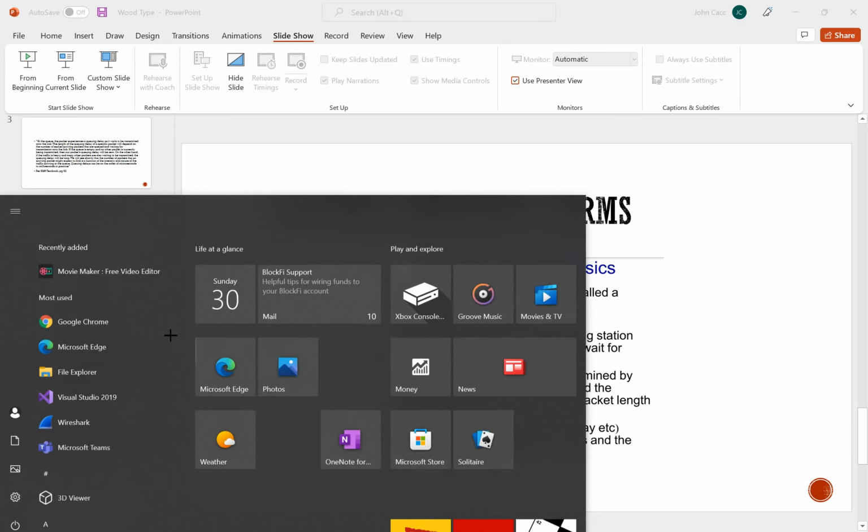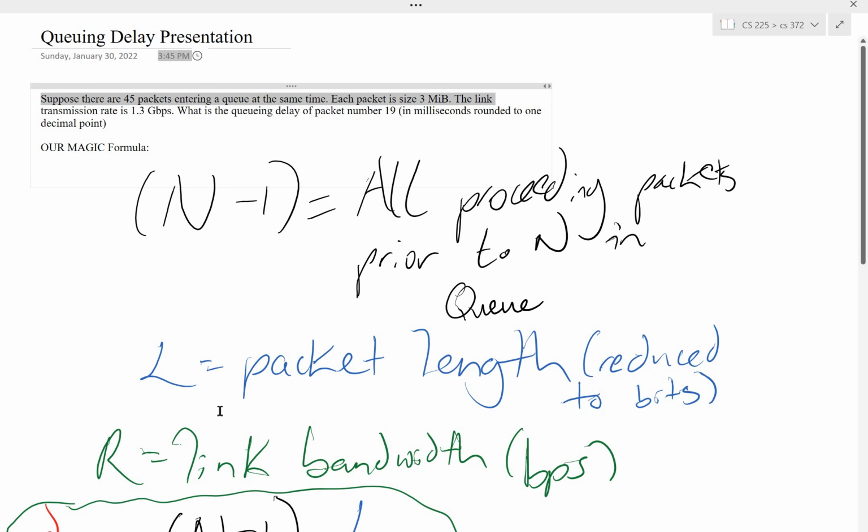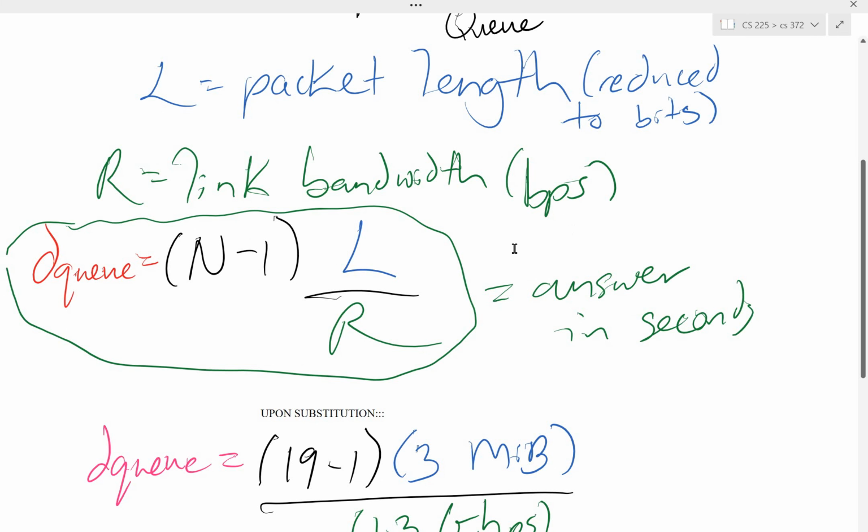And I will work out the class example. Returning back to my OneNote here. Suppose there are 45 packets entering a queue at the same time. Each packet size is 3 MB. The link transmission rate is 1.3 gigabytes per second. And what is the queuing delay of packet number 19 in milliseconds? Rounded to 1 decimal point. Okay, again, here's our formula. We're expecting an answer in seconds, that is.